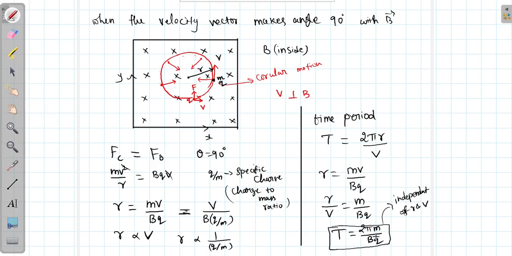And frequency is the reciprocal. f is equal to 1 by T. This frequency is called the cyclotron frequency. Actually, they have deleted the topic of cyclotron frequency.